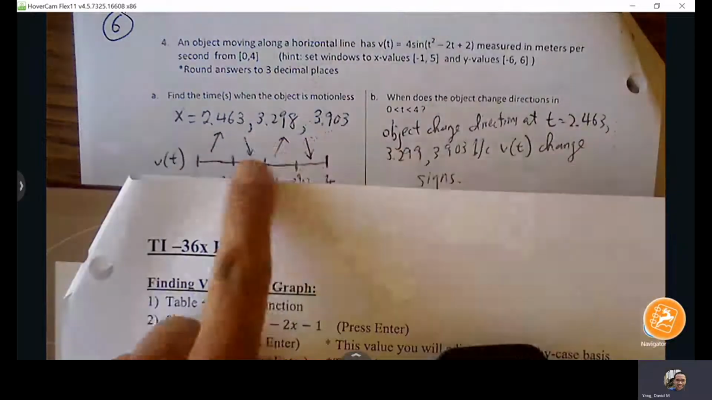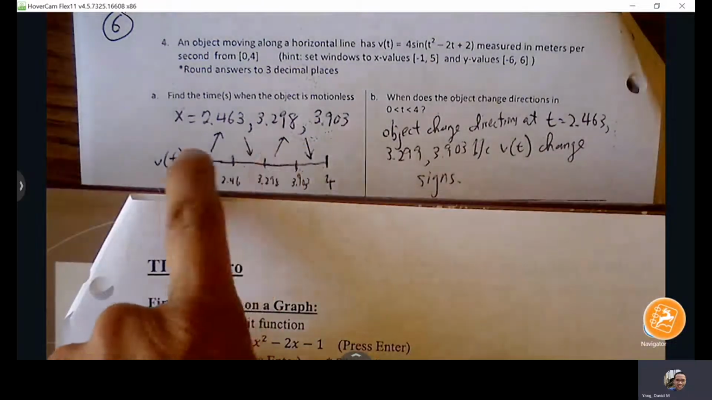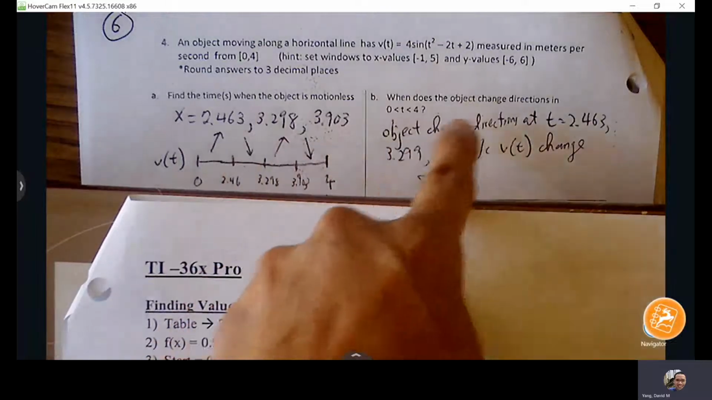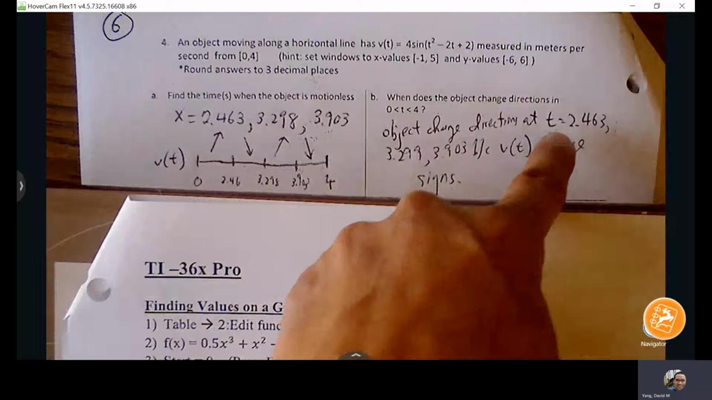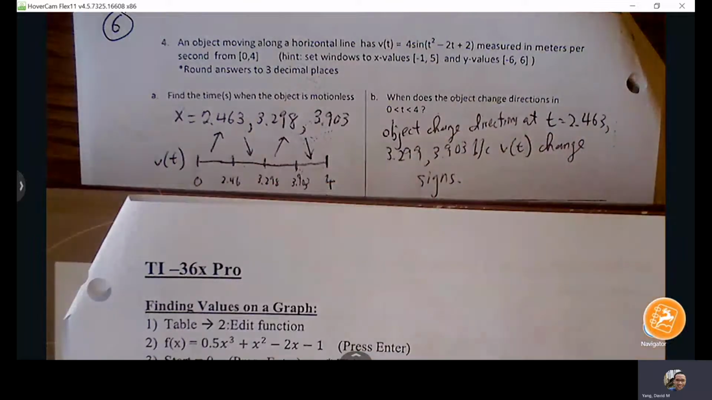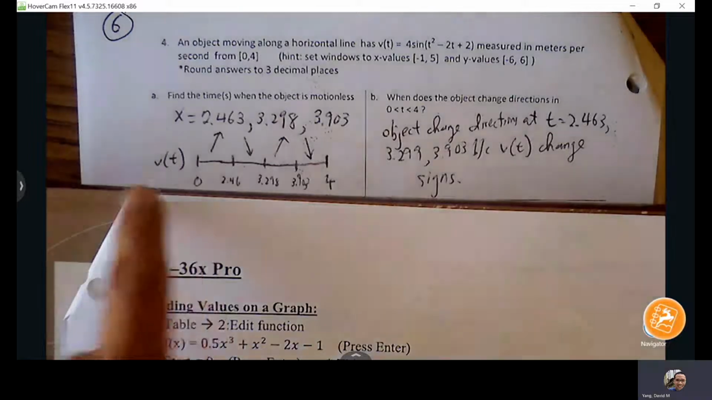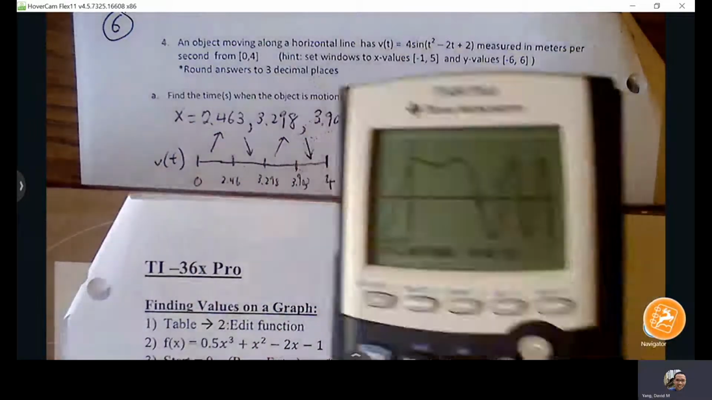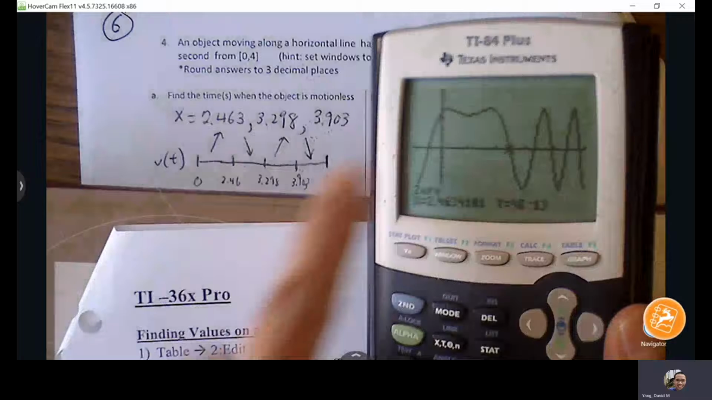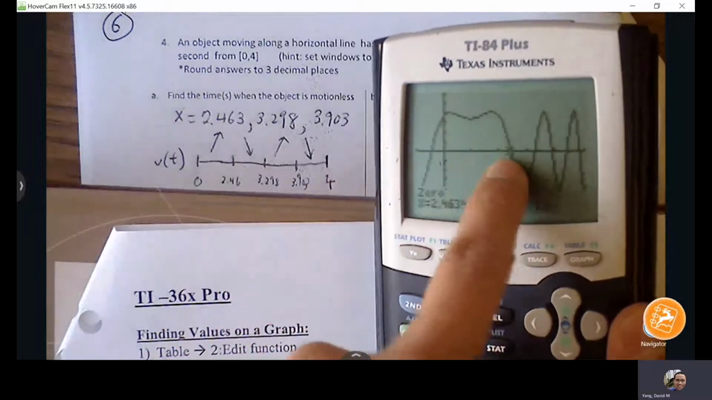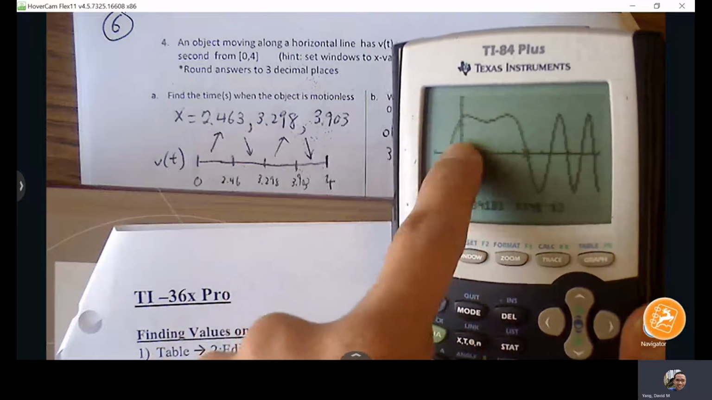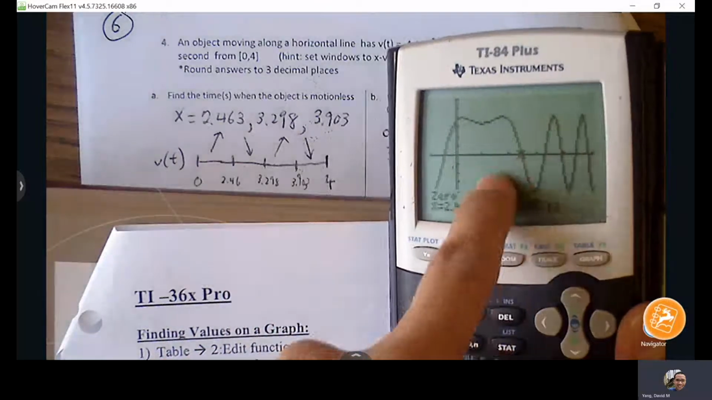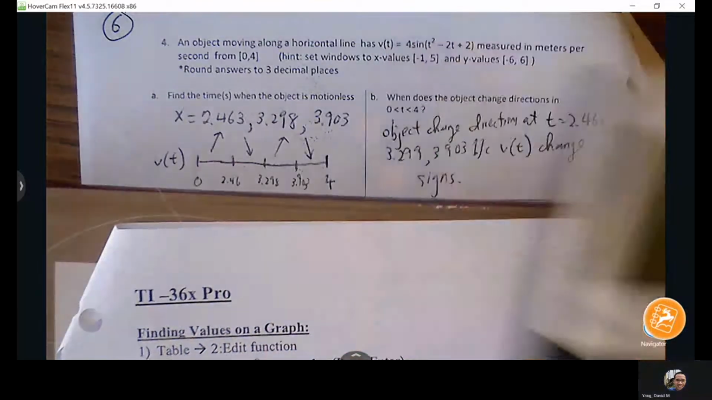So you're repeating the process until you find all your x-intercepts. There's a change in sign, so it says when does the object change direction? There's a change in sign at all those x-intercepts, so you can say 2.463, 3.299, and 3.903. We know the positives and negatives because we look at the velocity graph: up until the first x-intercept, the graph is above the x-axis, so that's positive velocity, negative velocity, positive, and negative.